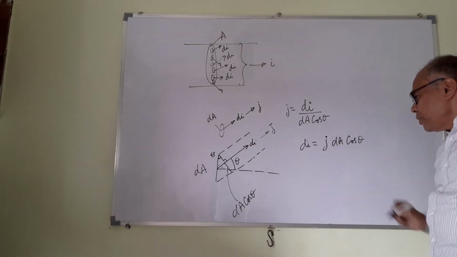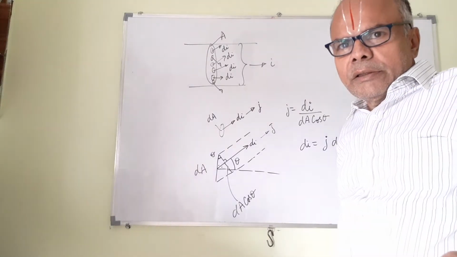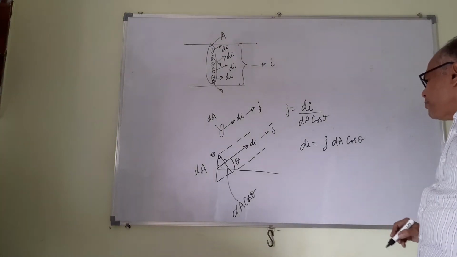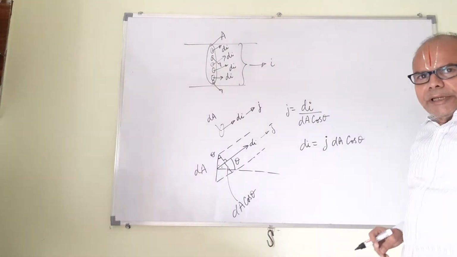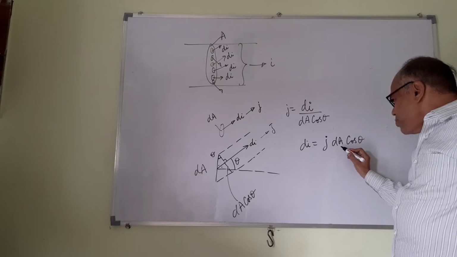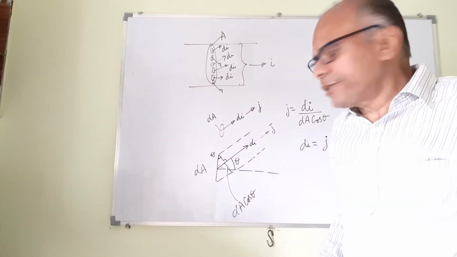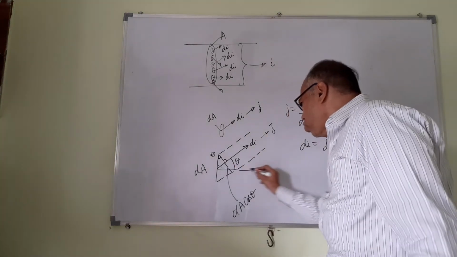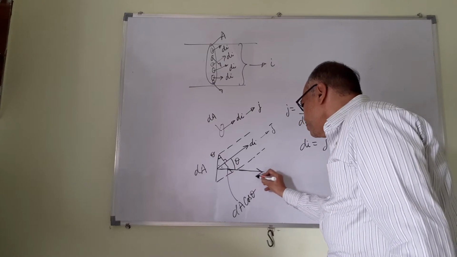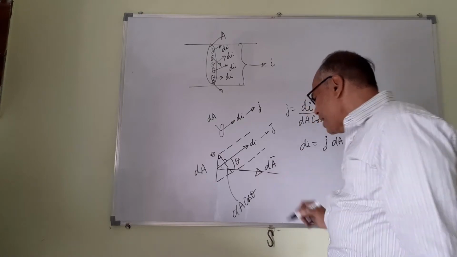Now remember, in vectors we have learned the dot product: A dot B is AB cos theta. So when we see J dA cos theta, we feel that probably it can be written as a dot product. J is a vector, and there is a cos theta. Now it remains to make the area also a vector. We have drawn this normal, so the area vector is defined as a vector normal to the surface. So this is vector dA by definition.